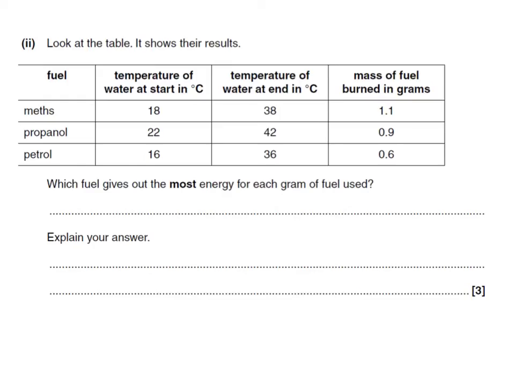So look at the table, it shows their results. Well, the meths, propanol and petrol are the 3 fuels, and if we calculate the temperature of the water at the start from the temperature of the water at the end, we get a difference of 20 degrees in each case. So it has been a fair test, but the mass of fuel burned in each case is different. So which fuel gives out the most energy for each gram of fuel used? The one which gives out the most energy per gram of fuel used would be the petrol. And the reason for this is that less fuel burned for the same temperature rise.